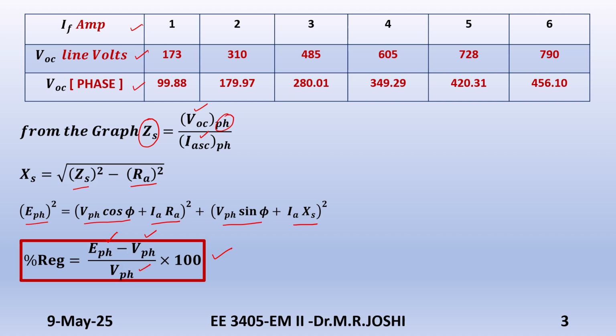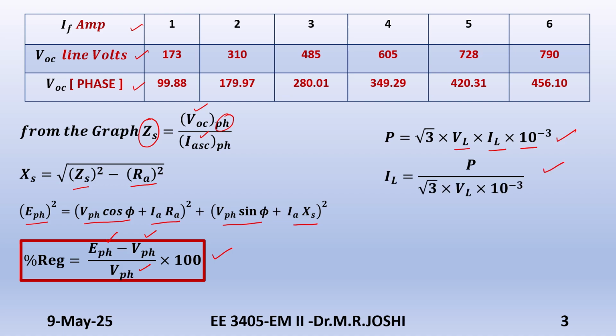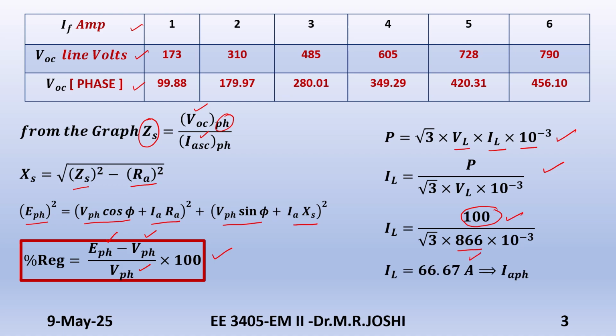The preliminary data first required is the IL value. Using the power formula, P is equal to root 3 times VL into IL into 10 power minus 3. From this, IL can be calculated as P divided by root 3 into VL into 10 power minus 3. On substituting the alternator rating and the star connected alternator input voltage, we can find the IL value, which is equal to IA phase. Since it is star connected, the IL value will be equal to the I phase value.